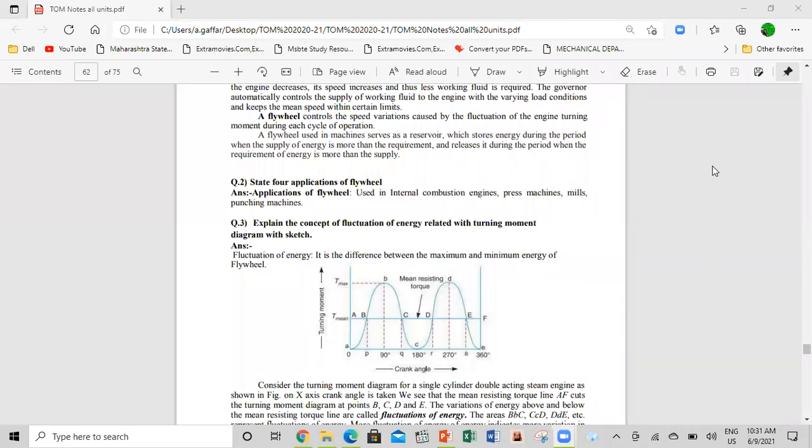Basically, in four-stroke engine, there are four strokes. First stroke is suction, second one is compression, third one is expansion, and last is exhaust. Okay. So out of these four strokes, the engine only generates power in which stroke? Tell me. In which stroke will the engine generate power?